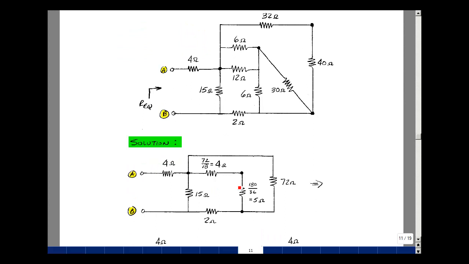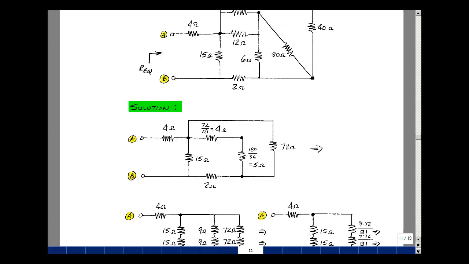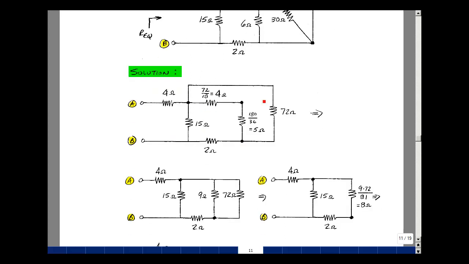We have 4 ohms and 5 ohms. Now the 4 ohms and 5 ohms are in series. They share the same current, so that would be 9 ohms. And that's in parallel with the 72. So here's my 9, here's my 72, and they're in parallel. So that'd be the product over the sum. So 9 times 72 over 9 plus 72 turns out to be equal to 8.